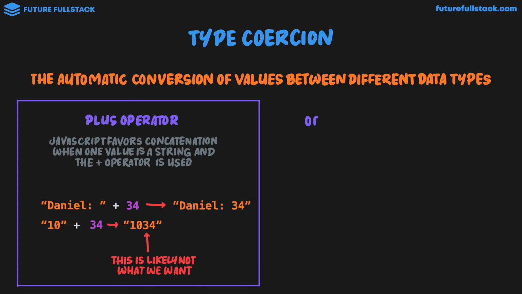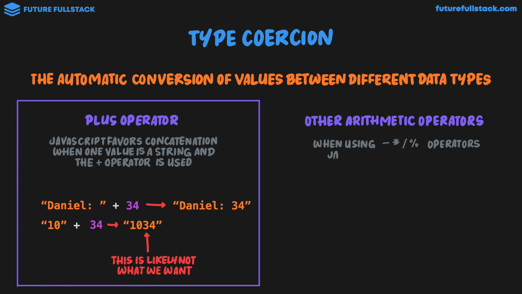So let's now take a look at the other arithmetic operators. When using minus, multiply, divide, or the modulus operators, JavaScript will attempt to convert any strings to numbers. So for example, if we have the number 10 multiplied by the string 5, we're going to get the result of 50. That is because JavaScript is converting the string value 5 to a numeric value, and 10 times 5 is the number 50. But now check out what happens when a string just can't be converted to a number.